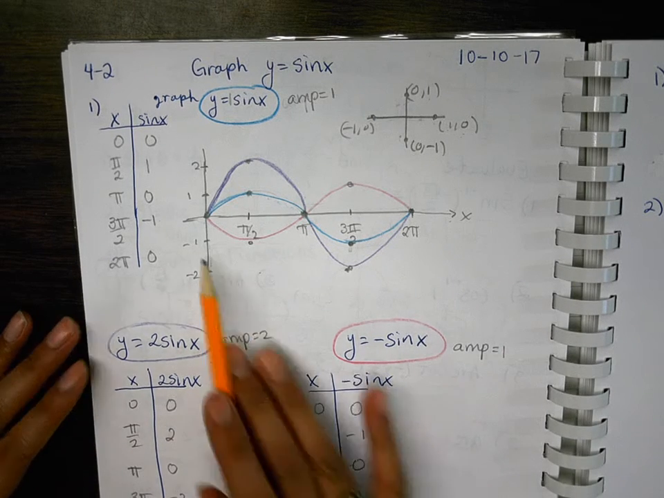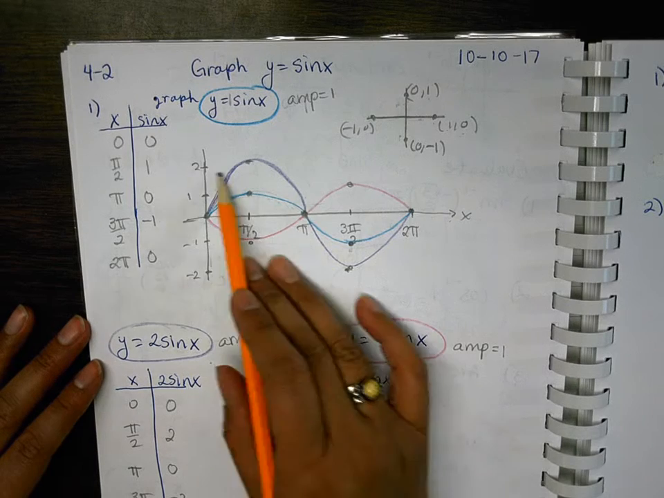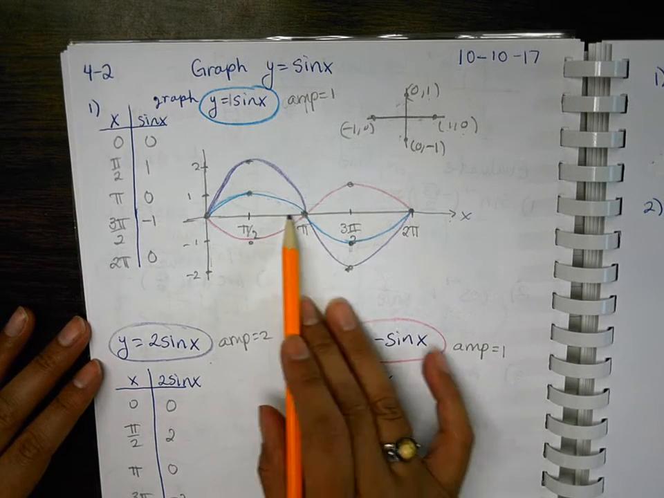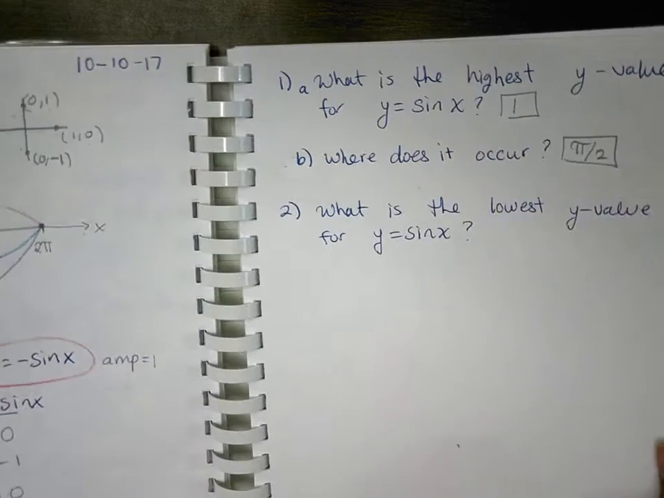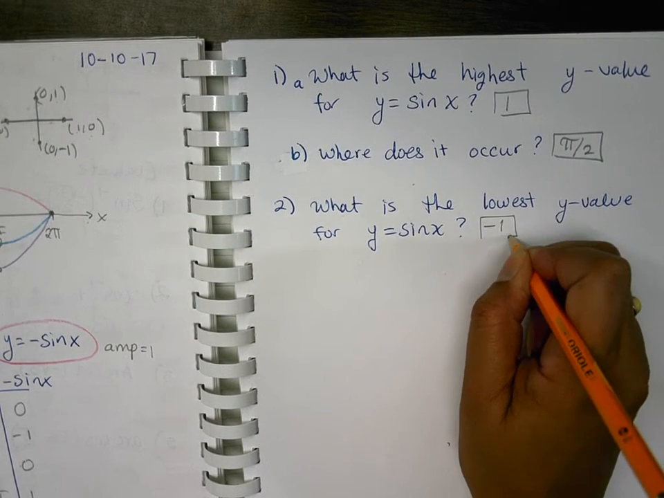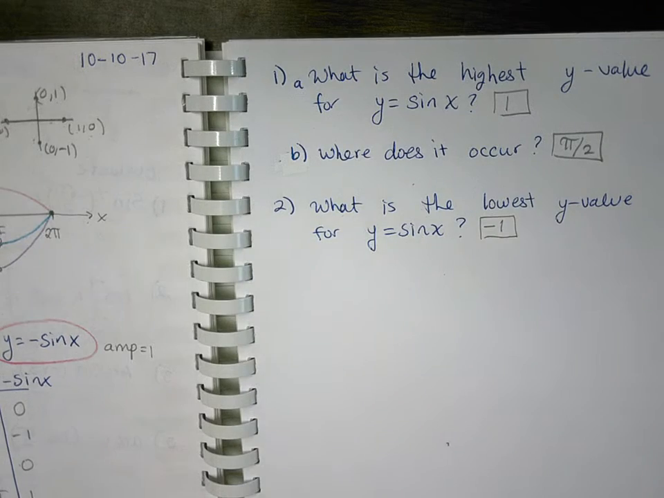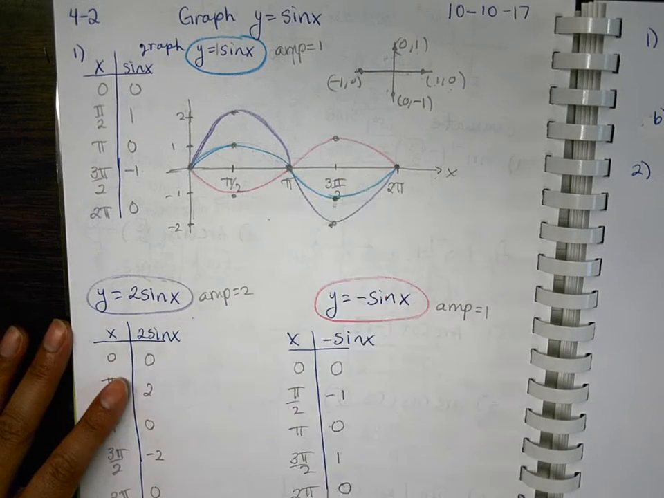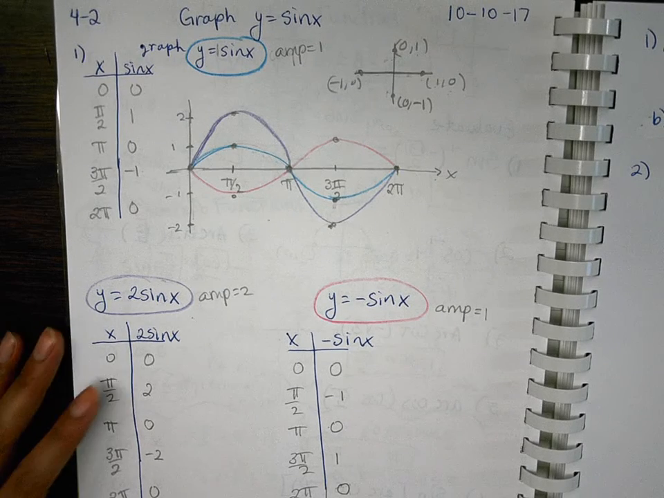No. And again, in this one period, I only have one low point, a max and a min, and 3 zeros. Okay, so what did we say it was? -1. I'm not going to write down the question, but I do want to just say it out loud. Where does it occur? 3 pi over 2. Do you see that?